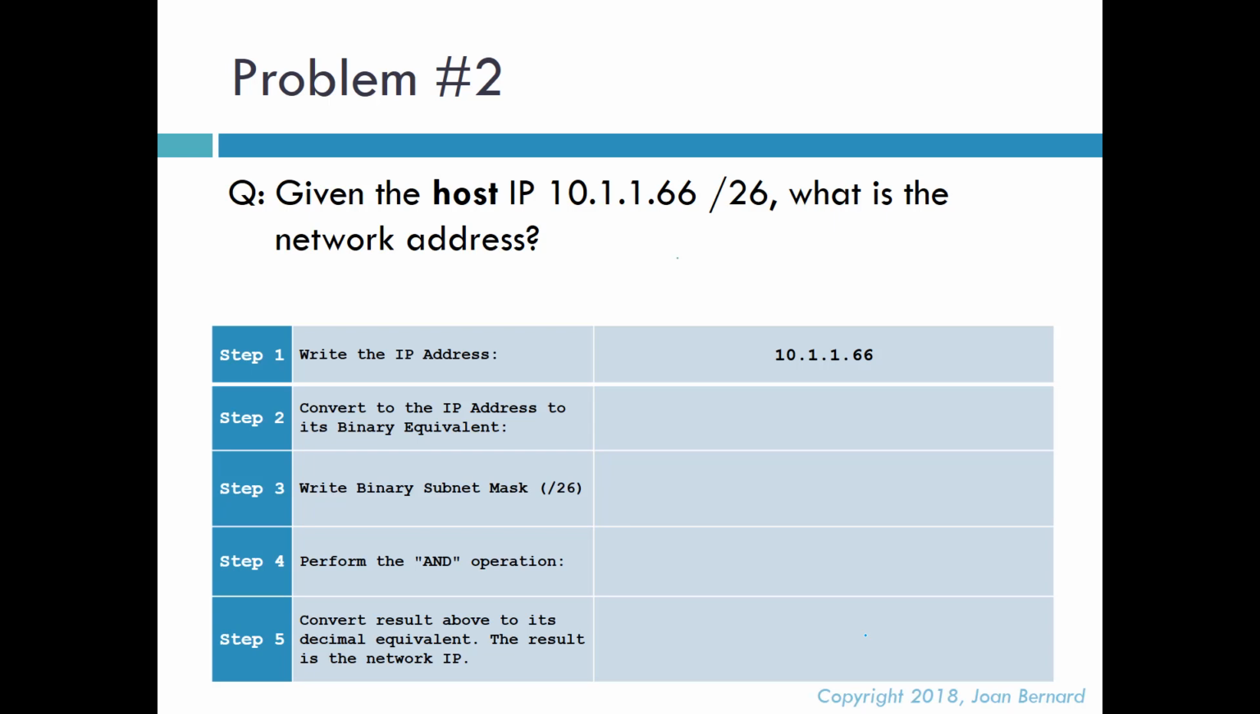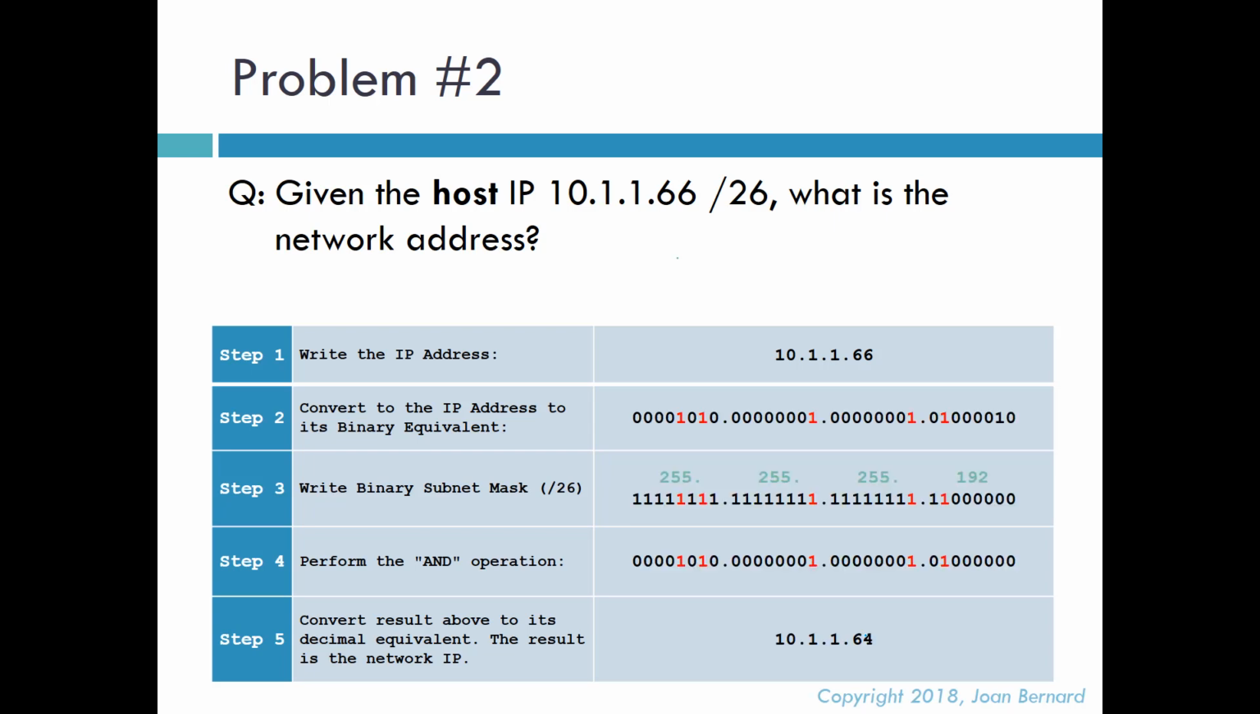So let's take a look at this. I have to do all steps again. I convert the IP address to binary. So I've done that. I take the subnet mask. Now remember, this is a subnet mask for a /26. So that's 255.255.255.192. I convert that to its binary equivalent, and now I can do the ANDing between step 2 and step 3. So I'm going to compare 0 and a 1 gives me a 0. So I'm going all the way through. And when I finish that ANDing process and convert it back, I see that the answer is 10.1.1.64.